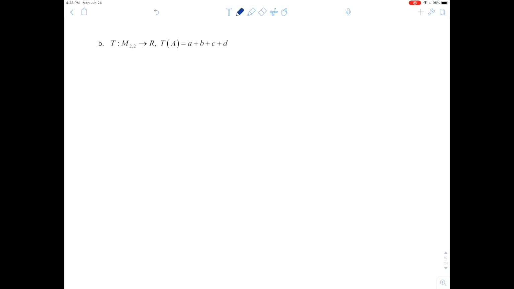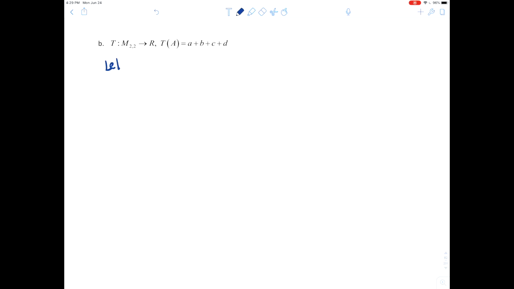In this transformation, what we're doing is adding up all the entries in a 2 by 2 matrix. And so what we want to know is, is this going to be a linear transformation? Well, I'm kind of thinking that this one might work because when I look at what it's doing, I see that it's addition of real numbers, and addition is operation preserving too, right? When you just add a bunch of stuff. So I think it's going to work.